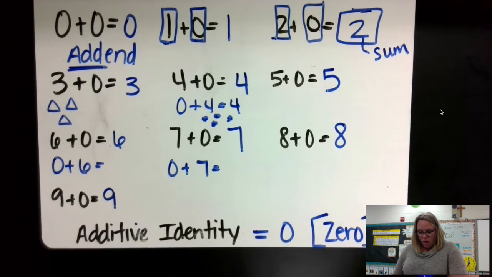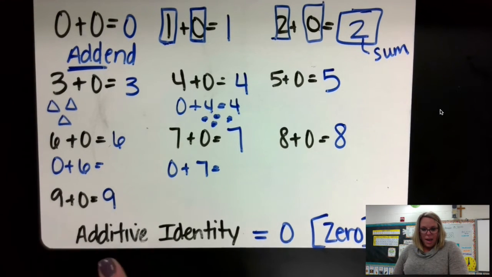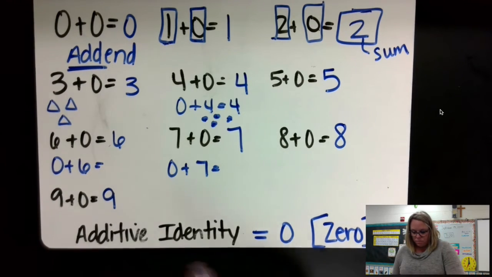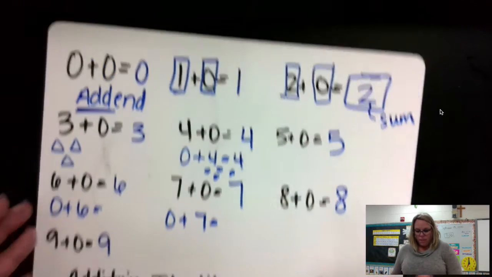So what is 0 called? 0 is called the additive identity. Now, I want you to take a look at something.